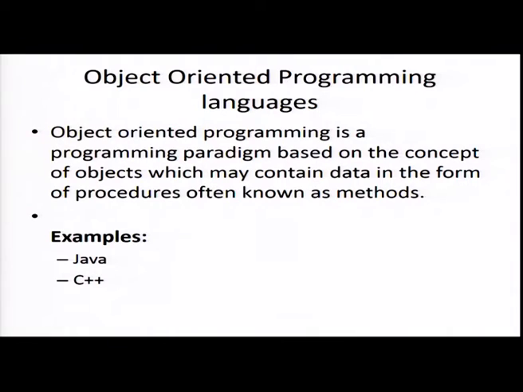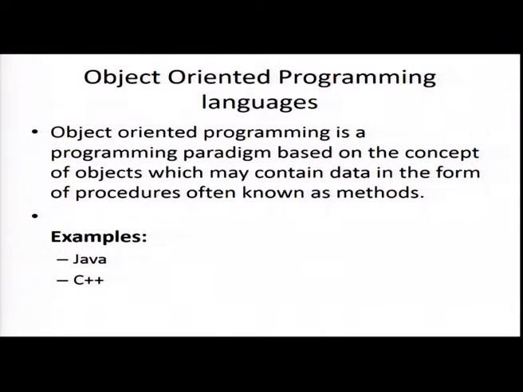A monitor is an object. A mouse is an object, a keyboard is an object. Anything and everything, you call it an object. So working with those objects, you call it object-oriented programming languages. Object-oriented programming is a programming paradigm based on the concept of objects, which may contain data in the form of procedures, which are often known as methods.